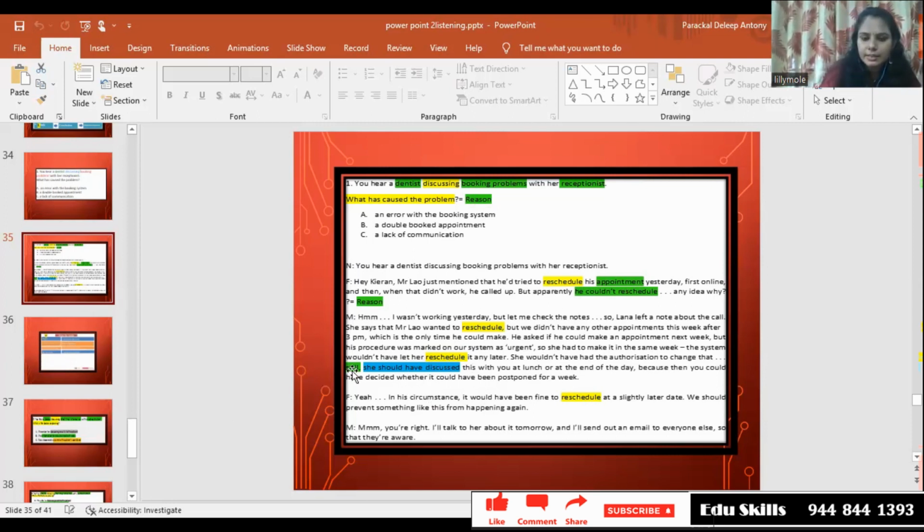She didn't discuss it actually. If she had discussed it, they could have made some changes and postponed it for a week. If she had discussed the problem with the doctor, but she didn't. That is the phrase we are using. She should have discussed this with you at lunch or at the end of the day, because then you could have decided whether it could be postponed for a week.